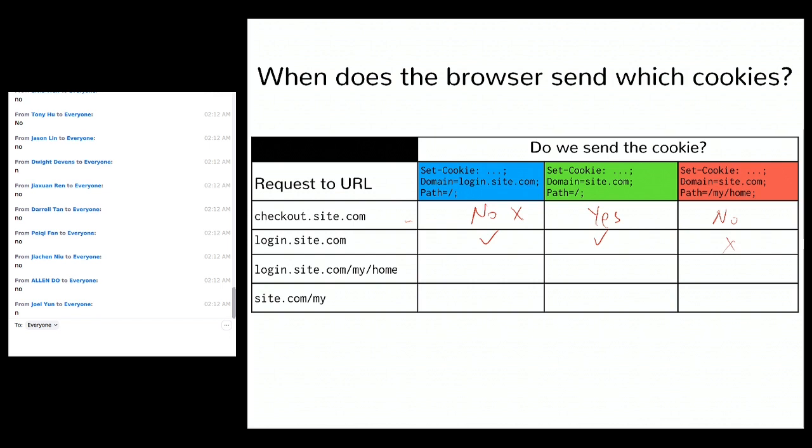Okay. Now we have login.site.com/my/home. We're making a request there. We again send the first because the domain is a suffix and the path is a prefix. The second one we also send because again the domain is a suffix and the path is a prefix. And now we also actually send the site.com cookie because the domain is a suffix and the path is a prefix. Okay, and lastly for this one, we don't send the first cookie, and we don't do that. Why?